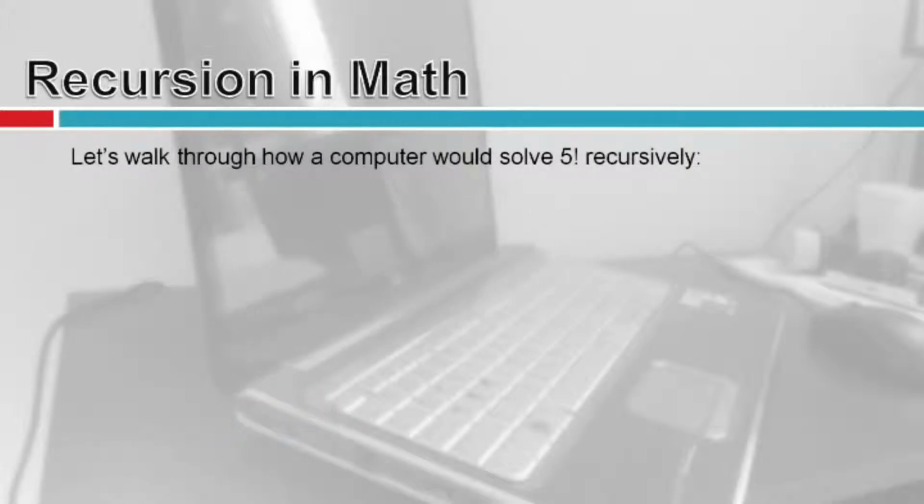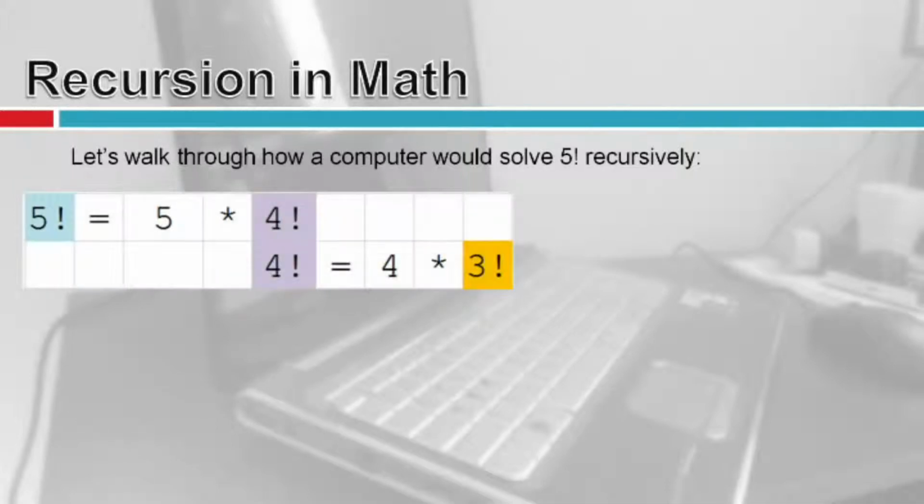Let's try and solve 5 factorial recursively, how a computer would look at it. We'll take the problem 5 factorial equals something. Well, what is that something? It's n times (n minus 1) factorial. Well, what is that? It's 5 times 4 factorial. Well, let's take a look. Before we solve anything, let's take a look at 4 factorial. Well, 4 factorial is really 4 times 3 factorial.